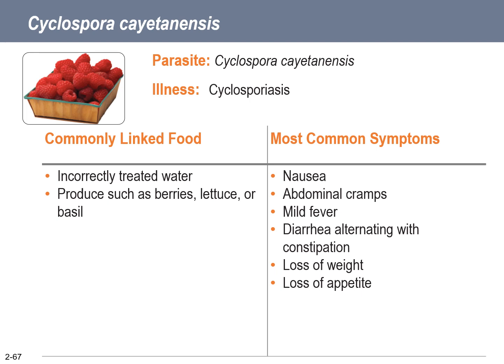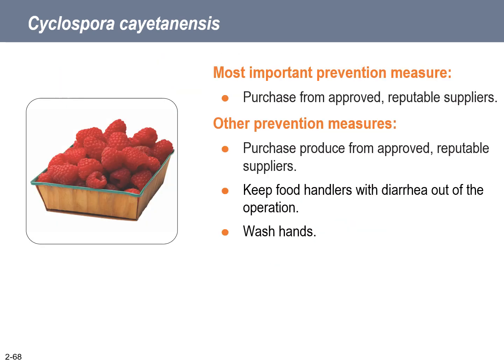Cyclospora, incorrectly treated water, and this could be also for berries, lettuce, or basil. So most common symptoms are nausea, abdominal cramps. You could have a mild fever, which is a little bit higher than a low-grade fever. Diarrhea alternating with constipation, so you'll have to run to the bathroom and you might be able to go, but you might not be able to. Loss of weight and loss of appetite. Once again, approved suppliers. Purchase produce from those approved suppliers. If you have diarrhea, keep those food handlers out of your operation. Make them stay home, and continuously wash hands.